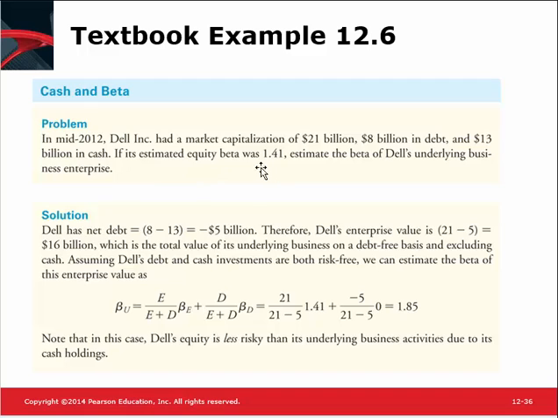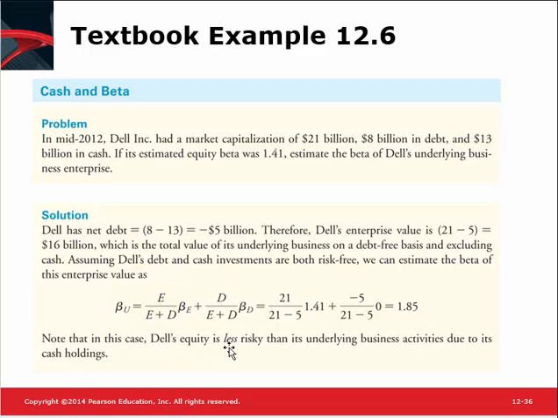If the estimated beta is 1.41, we need to estimate the beta of the underlying business. So the net debt, 8 minus 13, is actually -5. We plug that in here. Here's the weight of debt, 21 divided by 21 minus 5, multiplied by their beta of 1.41. Again, we're assuming a debt-free basis here, and then here's the weight of debt times 0. So the beta should be 1.85.